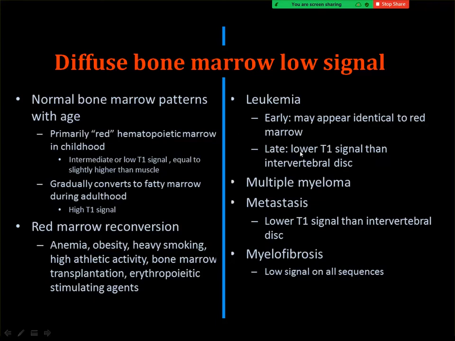In late phases, the signal in the T1 is lower than the intervertebral discs. Myeloma and metastasis will show some increased signal in the T2 weighted images, while myelofibrosis will show low signal in all pulse sequences.